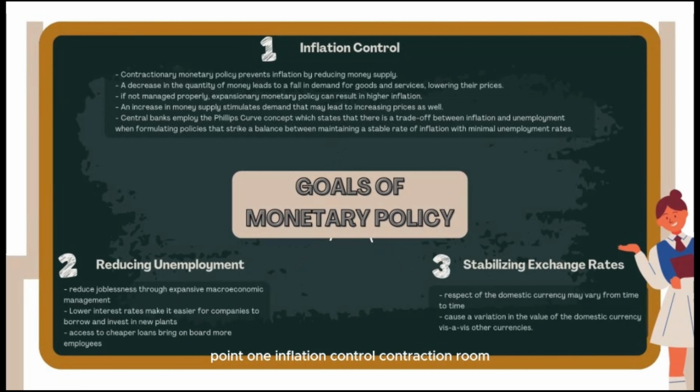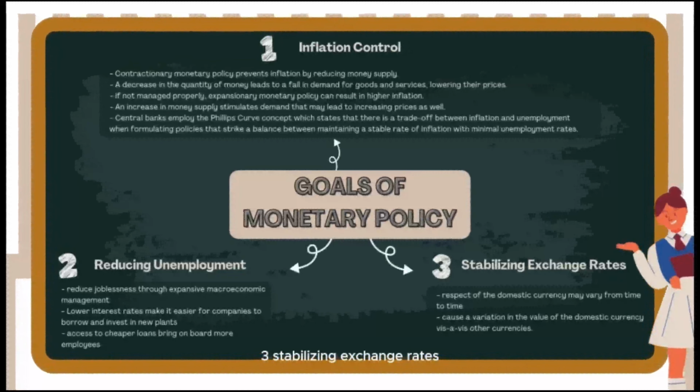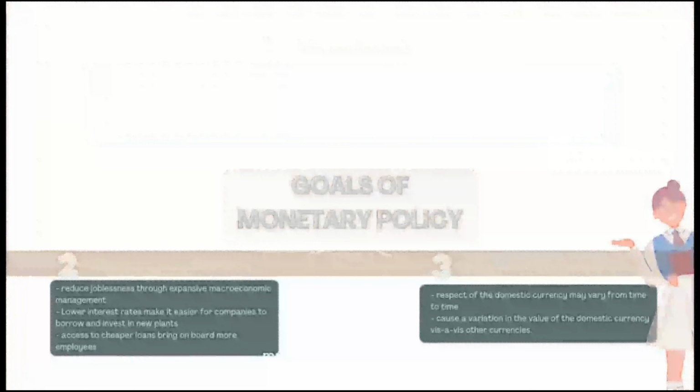Point 1. Inflation control. Contractionary monetary policy prevents inflation by reducing the money supply. A decrease in the quantity of money leads to a fall in demand for goods and services, lowering their prices. 2. Reducing unemployment, reducing joblessness through expansive macroeconomic management. 3. Stabilizing exchange rates, as the value of the domestic currency may vary from time to time.